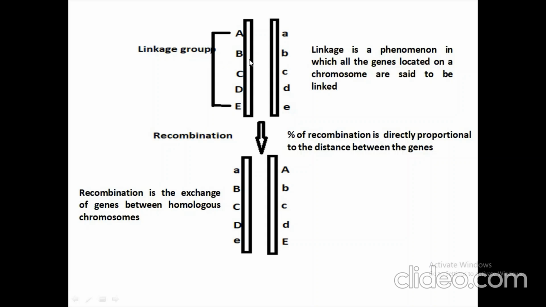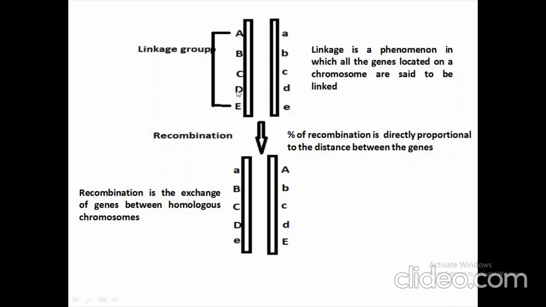Now here you can see a pair of homologous chromosomes and alleles of all these five genes located on them. So there are five genes A, B, C, D, E, and you'll see dominant alleles and recessive alleles. All the genes which are located on one of the two homologous chromosomes are called a linkage group. All these genes form one linkage group.